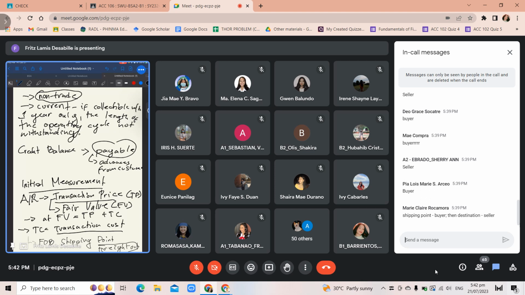All right. So what else can I add for initial measurement of AR? Sige. I'll try to find an example here, just for us to have a discussion on AR initial recognition. Let me check.